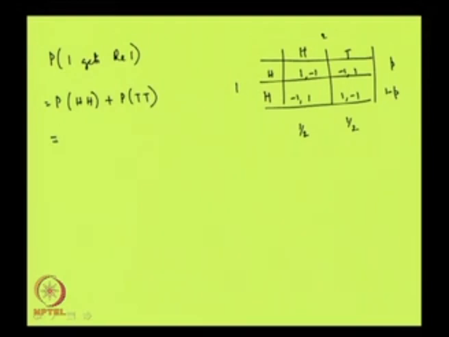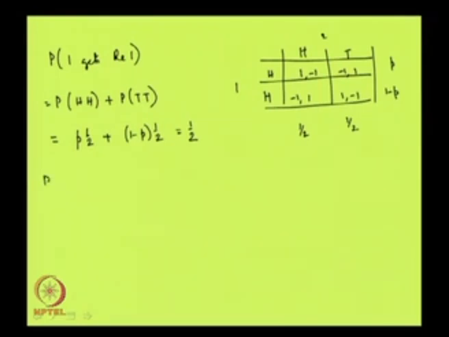And what is the probability that HH has happened? Which means that player 1 has chosen H, player 2 has also chosen H. Now, the probability that player 1 chooses H is P, and the fact that player 2 has chosen H, which is half, these are independent events. If these are independent events, then the probability that H and H has happened is equal to the probability that player 1 has chosen H multiplied by the probability that 2 has also chosen H. So, this is P multiplied by half, plus 1 minus P multiplied by half, and this is simply half. So, the probability that player 1 gets 1 rupee is half.